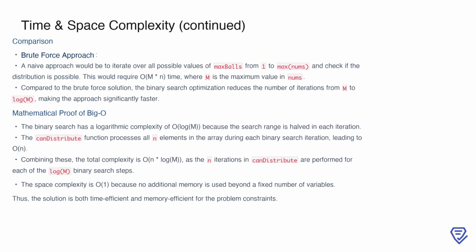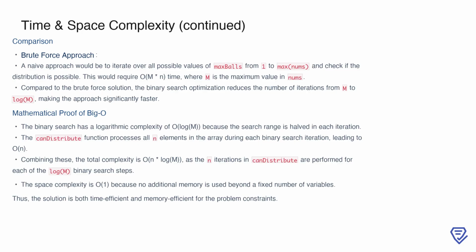When comparing this approach to a brute force solution, the advantages of binary search become clear. A naive method would involve trying every possible value of maxballs from 1 to max(nums), and checking the feasibility of the distribution. This would result in a time complexity of O(m*n), where m is the largest value in nums. By contrast, the binary search optimization reduces the number of iterations dramatically, from O(m) to O(log m), leading to a much faster solution.